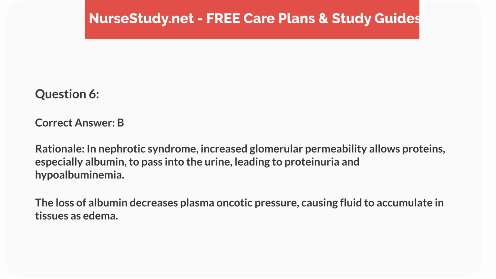Correct answer: B. Rationale: in nephrotic syndrome, increased glomerular permeability allows proteins, especially albumin, to pass into the urine, leading to proteinuria and hypoalbuminemia. The loss of albumin decreases plasma oncotic pressure, causing fluid to accumulate in tissues as edema.